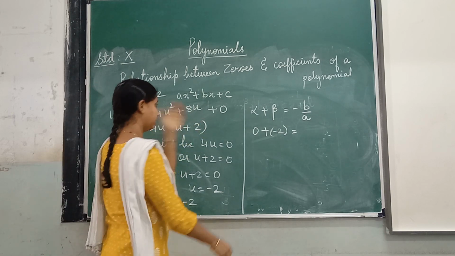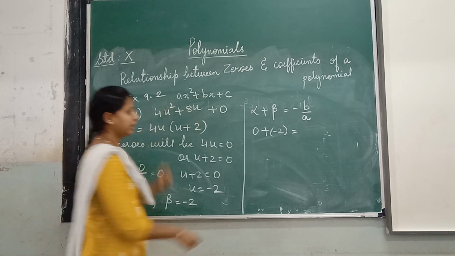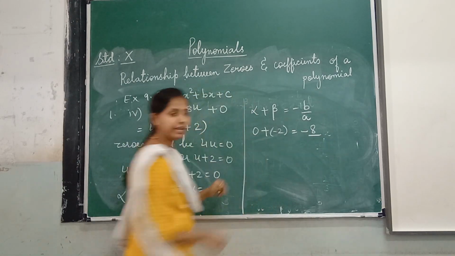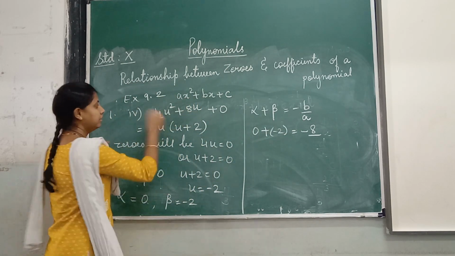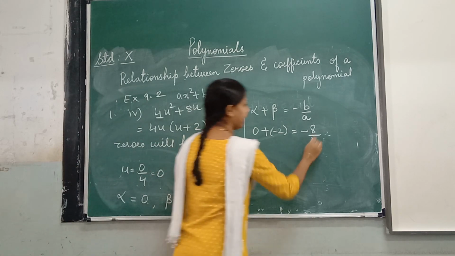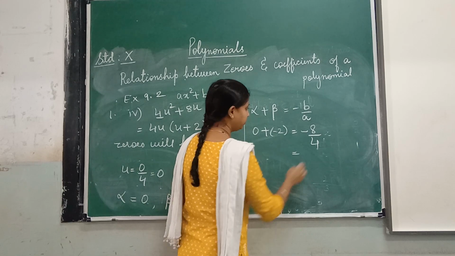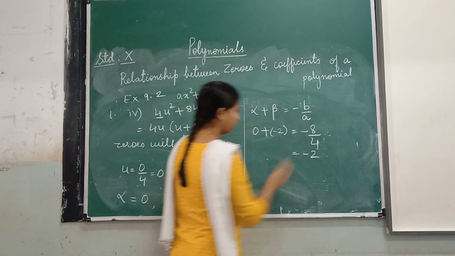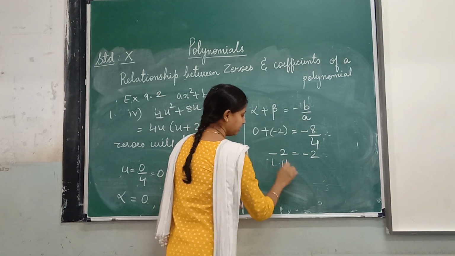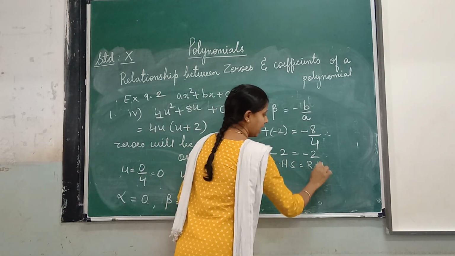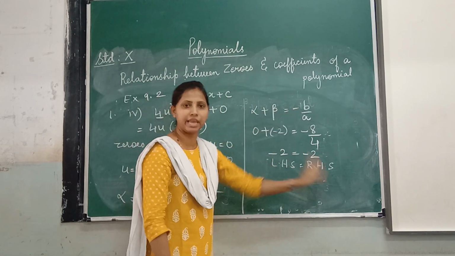Now here, negative coefficient of b, that is of x we have to take. So this is 8 here. Minus 8 divided by a. A is nothing but coefficient of x square. That is here, it is 4. So minus 8 divided by 4. Minus 8 if you divide by 4, you get it equal to minus 2. And 0 minus 2 is again here minus 2. So LHS is equal to RHS. And thus, the relationship between the zeros and their coefficient is verified.